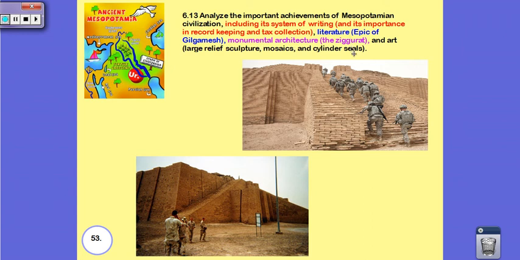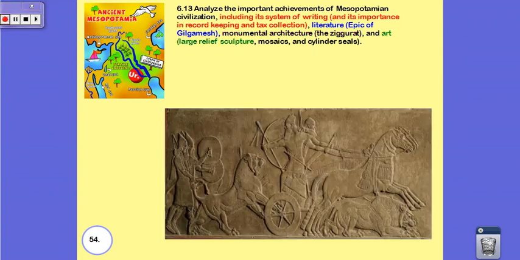Monumental architecture, I think you know the ziggurat. And then these different types of art. Relief sculptures, remember what I told you about how to remember what a relief sculpture was. Mosaics and cylinder seals. Let's see what else.